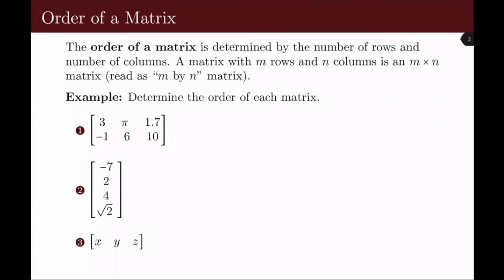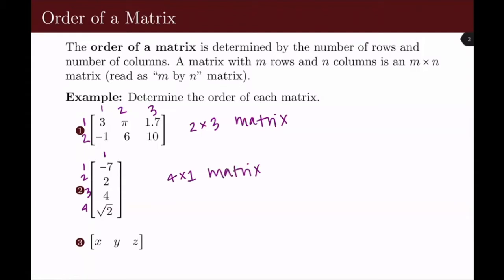You can see here on our first matrix, we have one row, two rows. We have one column, two columns, three columns. So this is going to be a 2 by 3 matrix. For our second example, we have one row, two rows, three rows, four rows. However, we have only one column. So this would be a 4 by 1 matrix.